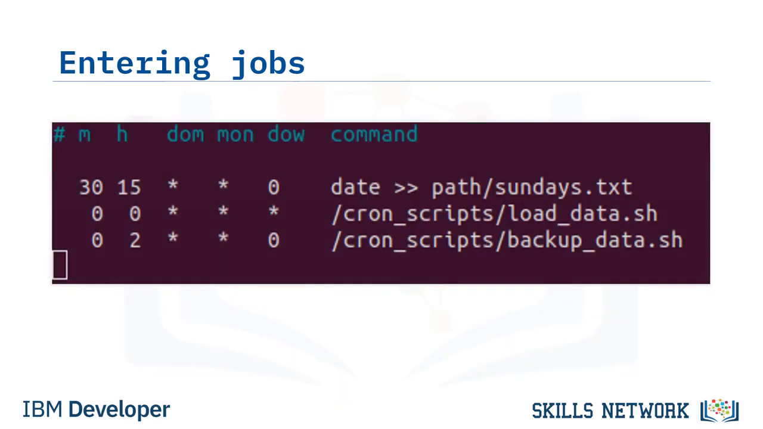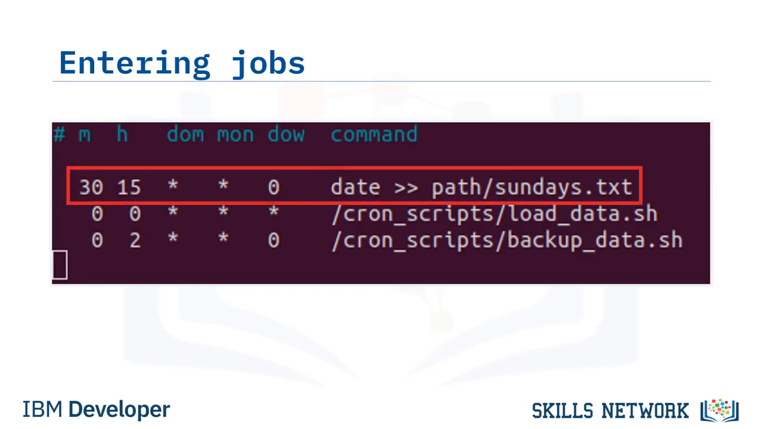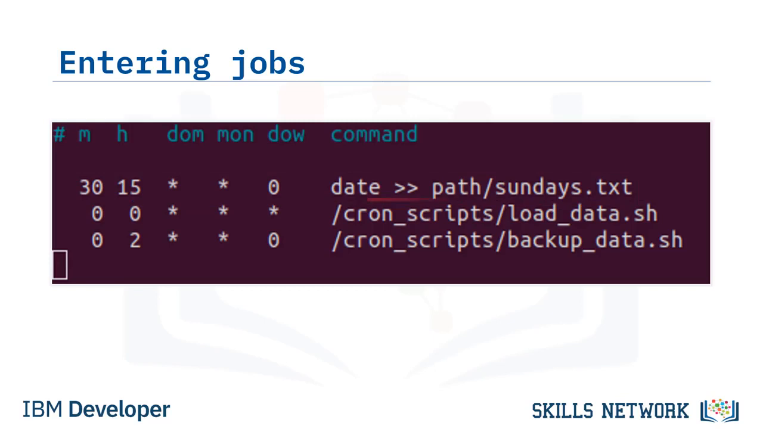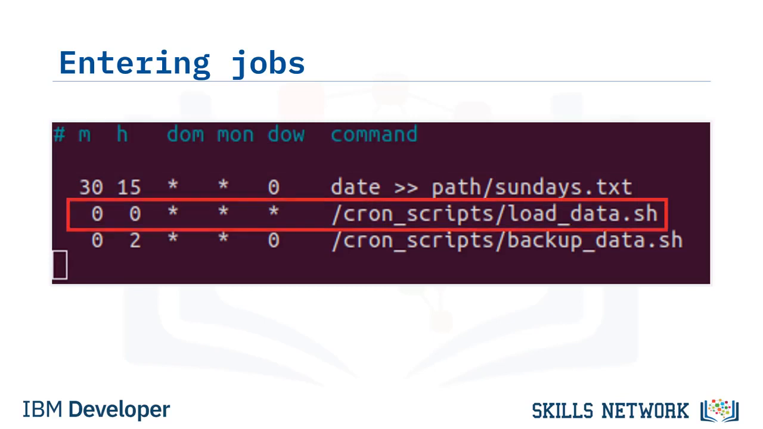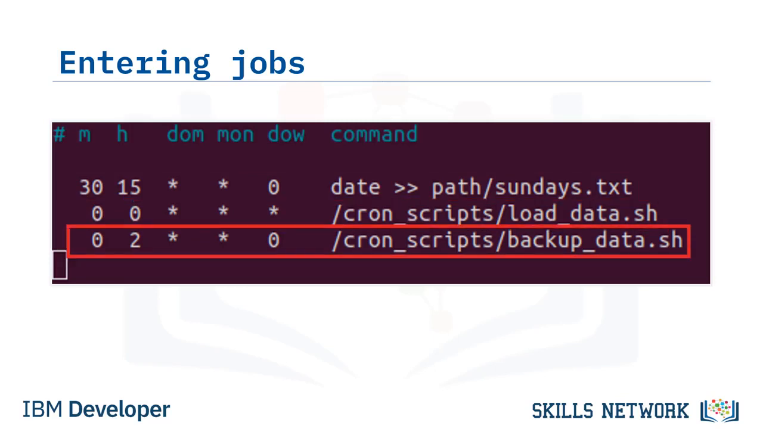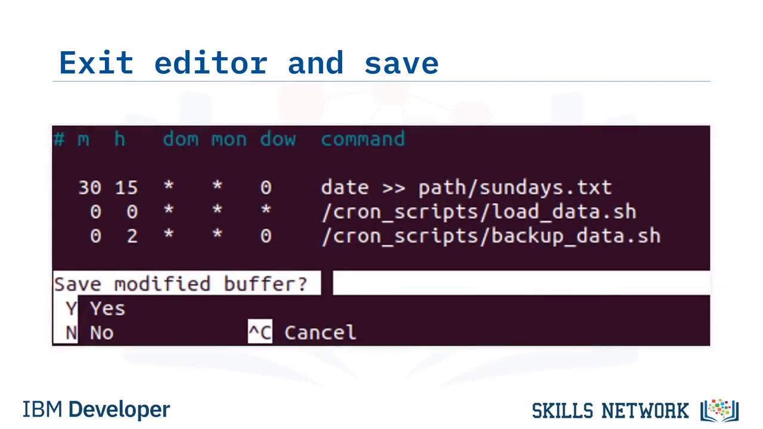Here I have entered 3 example cron jobs. Notice that the extra spaces are ignored, so to improve the readability, you can align your entries as columns under the header. The first entry instructs cron to append the current date to the file sundays.txt at 15:30 every Sunday. The next line specifies a load data shell script to run at midnight every day, while the last line results in cron running the backup data shell script at 2 a.m. on Sundays. To save the job, first type Ctrl+X to exit the editor, then enter Y to save your changes.